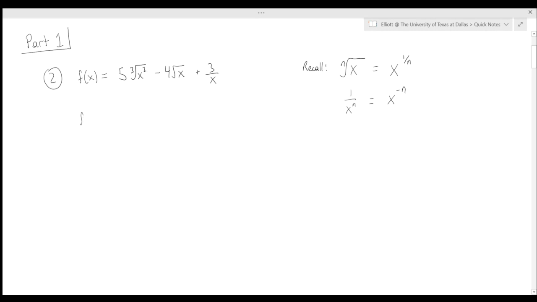All right, so in this problem, what we want to do first is rewrite our function. So we can rewrite it as 5, and then the cube root of x squared is the same as x squared to the power of 1/3. Likewise, the square root of x would be the same as x to a power of 1/2. And then 3 over x would be the same as 3 times x to a power of -1. And I'll just do one more thing: if I have x squared all to the 1/3, I can combine them by multiplying the exponents to get 5x to the 2/3, and then minus 4x to the 1/2, and then plus 3x to the -1.